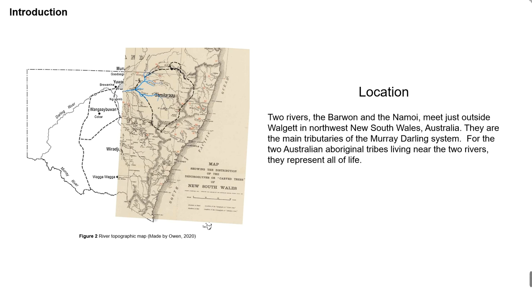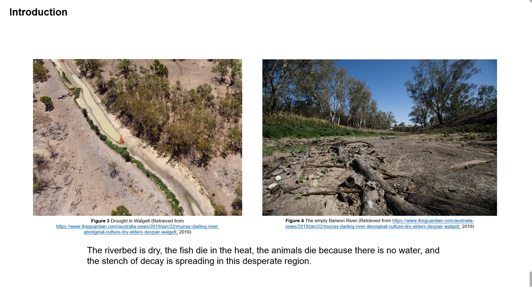There are two rivers that meet just outside Walgett in northwest New South Wales, Australia. For the two Australian Aboriginal tribes living near the two rivers, they represent life. For centuries, the rivers have carried on indigenous cultures. Now they are dry. As you can see in the picture, the riverbed is dry.